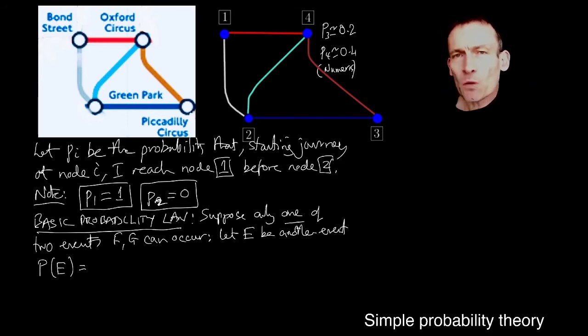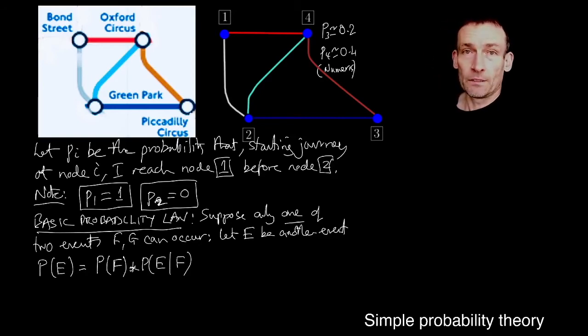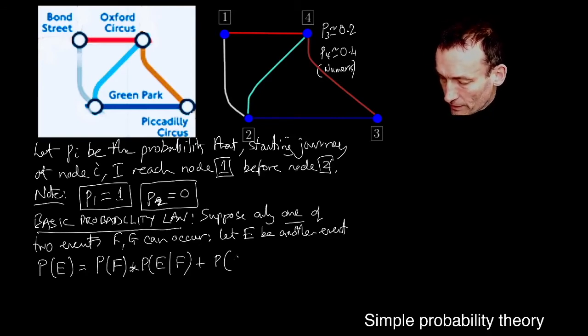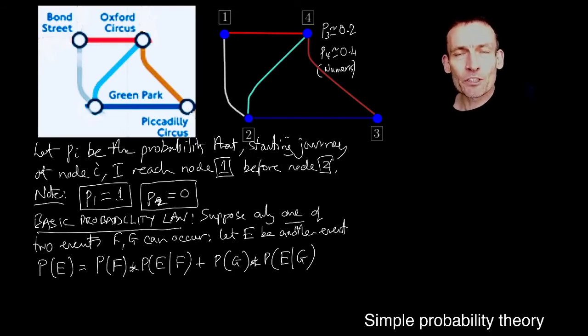Well, given that only F or G can happen, isn't it true that it's the probability that F happens multiplied by the probability of E given F, plus the probability that G happens times the probability of E given that G has happened. It's very natural, right? If there's 2 things F and G that can happen, and the eventual event E has to happen, then you can either go to F and then let E happen, or go to G and let E happen. Basic probability.